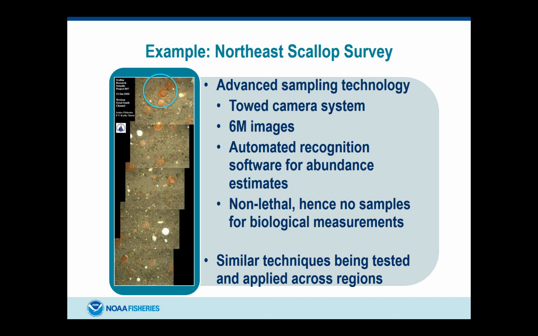They take something like 6 million images like this, and we have automatic recognition software that's helping us directly and quickly estimate the abundance of scallops. We don't get biological samples by doing this with a camera, and so we need to supplement to do that. And we are certainly developing these optical survey and acoustic-based surveys for other kinds of fish organisms in other areas of the country as well. But scallop is certainly one of our most valuable fisheries in the US. It's one that certainly warrants this kind of investment in data collection.